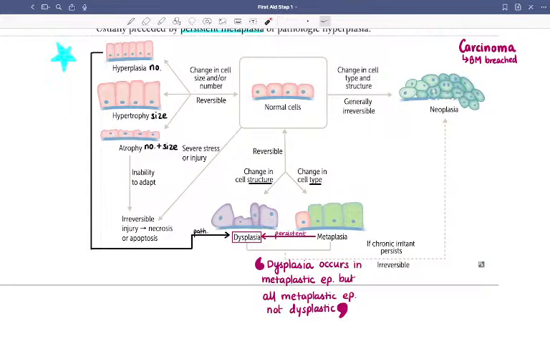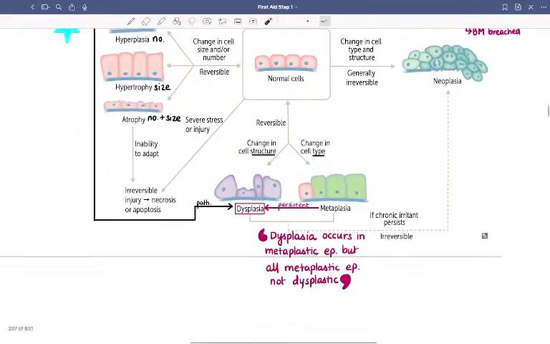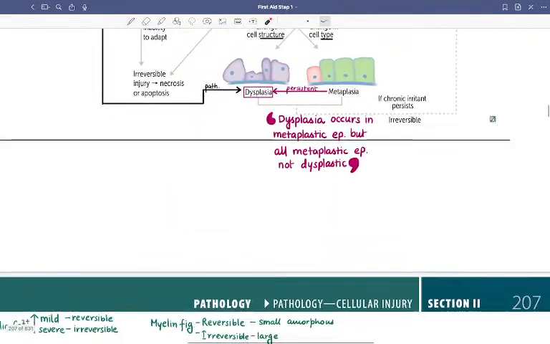So what can lead to dysplasia? Two things lead to dysplasia: one is persistent metaplasia, and one is pathological hyperplasia. Hyperplasia is number, hypertrophy is size. Next, atrophy is number and size, and the cell cycle and all this. This is a reversible change. It becomes irreversible the moment it goes into neoplasia. If the structure and the cell type are changing, then it is metaplasia, and if only the structure is changing, then it is dysplasia. So this is important for NEET.